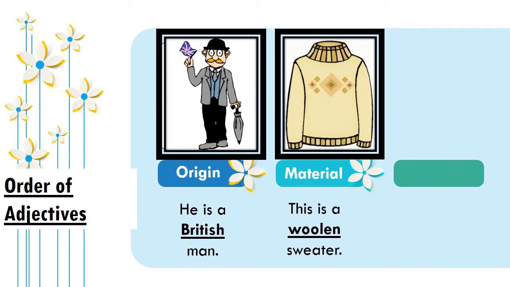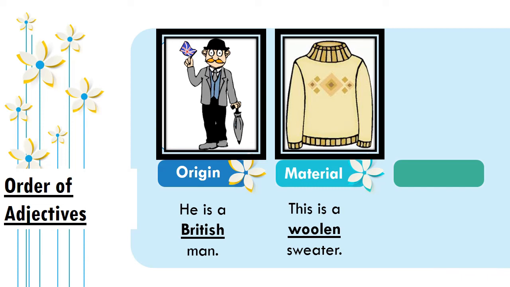On the seventh place in the order is origin. For example, he is a British man. Here, the adjective British tells us about the origin of the man. Likewise, Eastern, Western, Spanish, Northern, British, Irish, Chinese, Turkish are different kinds of origins, and we always place the origin in a sentence after the color at the seventh place.